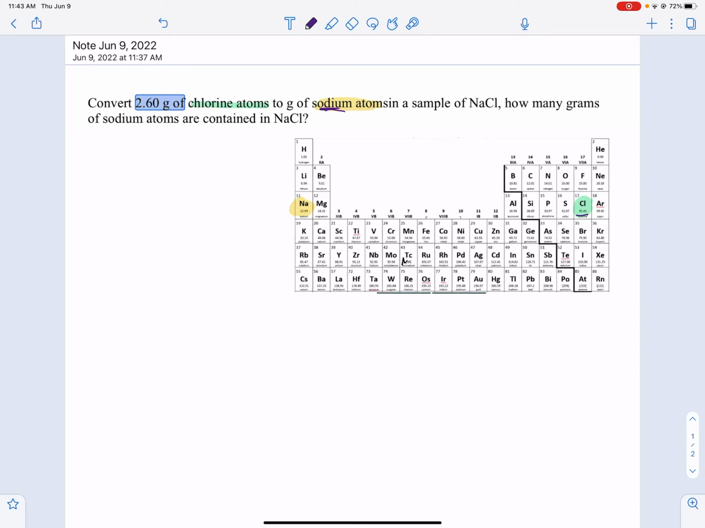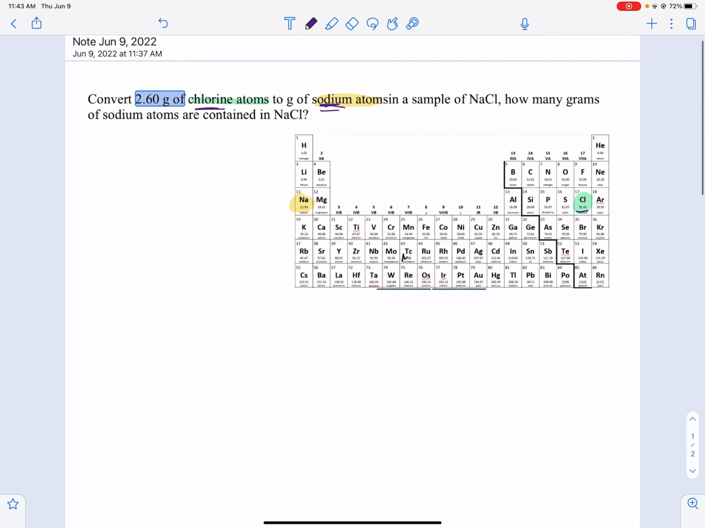So we're going to be converting from grams of chlorine, which is one type of element, to sodium, which is another type of element. And to go between those, we're going to have to know what they're in, and it tells us over here it's a symbol of NaCl. So that is going to help us convert from one to the other.